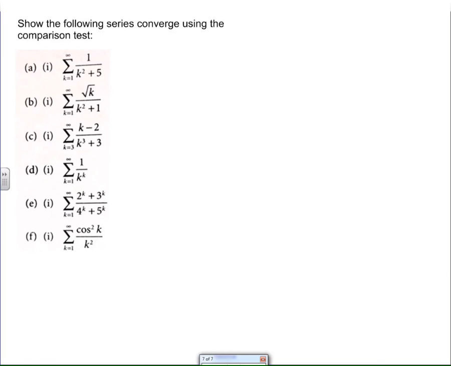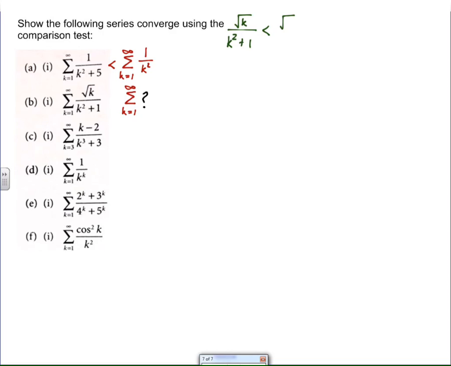So the exercise here is, what is it that we should be comparing to? It's a hard skill to master. In some cases it's really straightforward, in other cases it requires us to be a little thoughtful and contemplative. The first case I already illustrated, we just compared to 1 over k squared. But in the second case we have the square root of k over k squared plus 1.